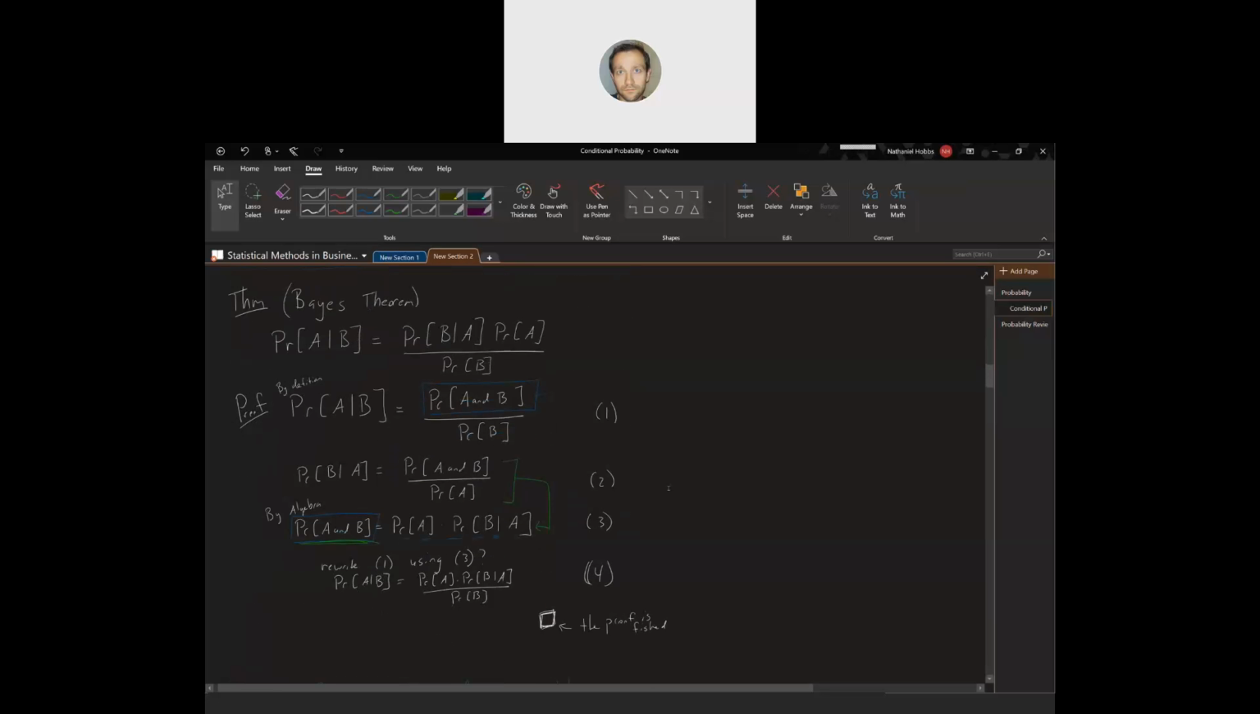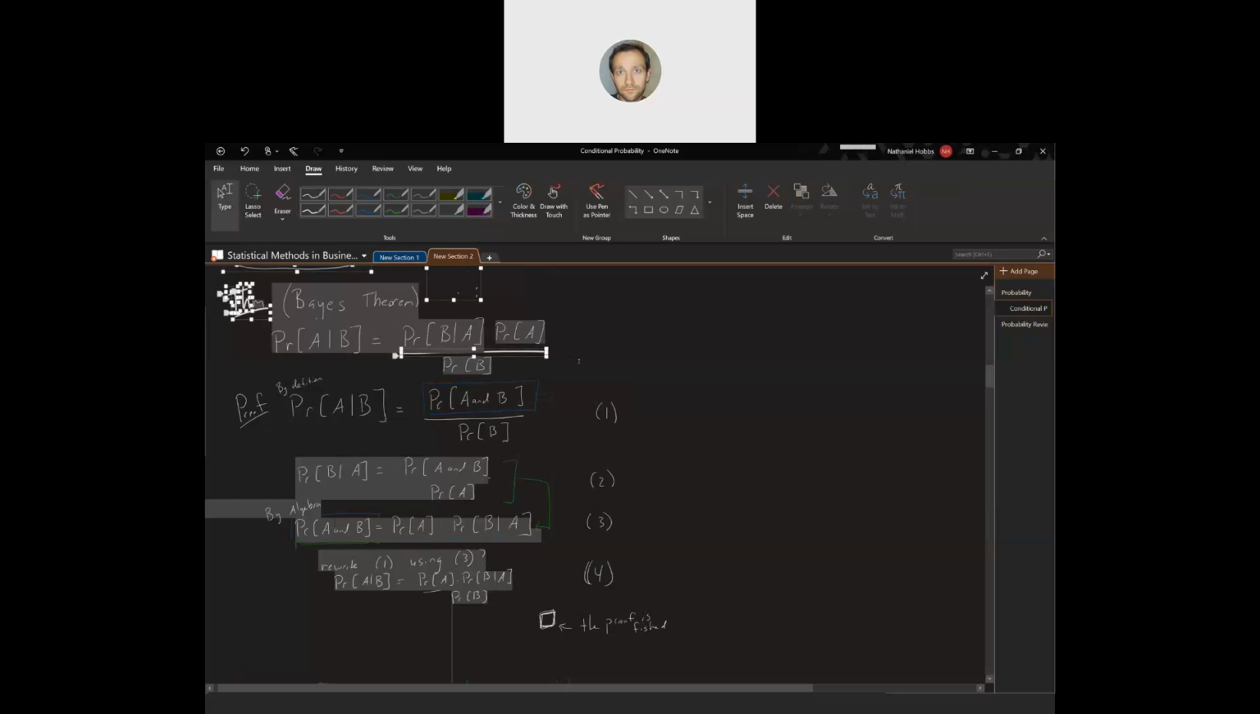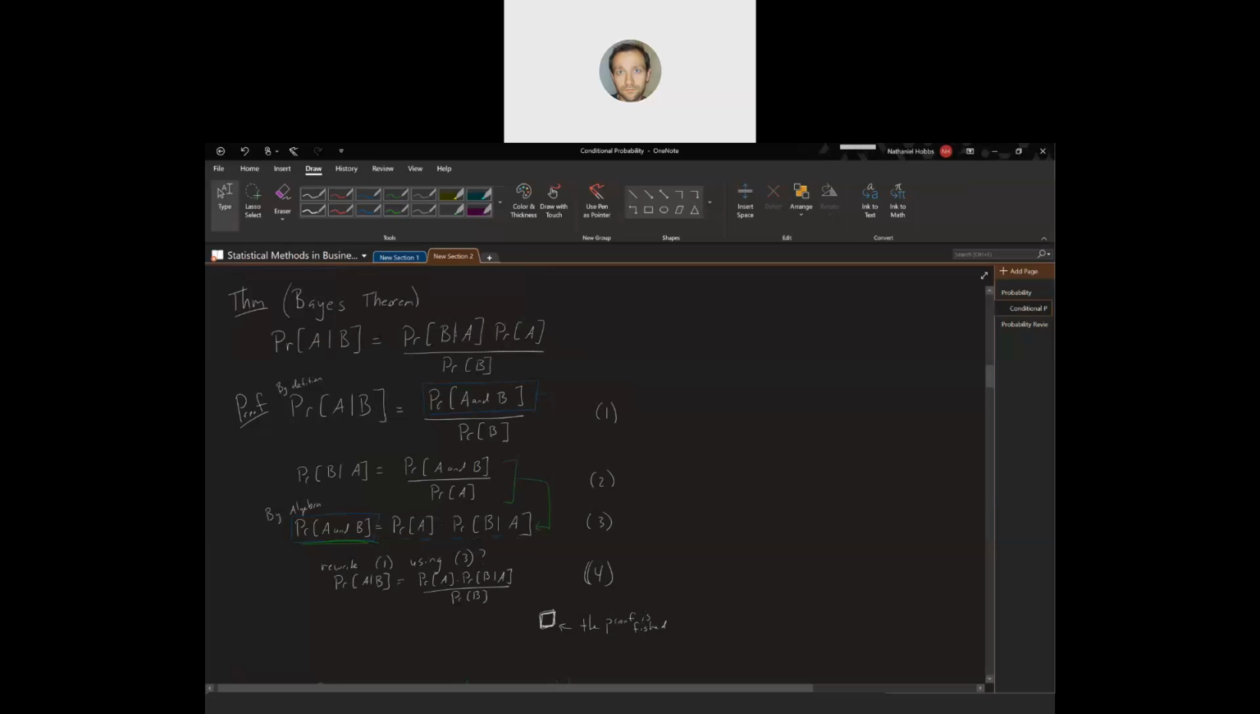We derived Bayes' theorem. Bayes' theorem is another way of thinking about conditional probability. So here, the definition of conditional probability, we just defined the probability of A and B divided by the probability of B. In Bayes' theorem, this part, the probability of A and B, gets replaced with the probability of B given A times the probability of A. And so we showed how to obtain this.